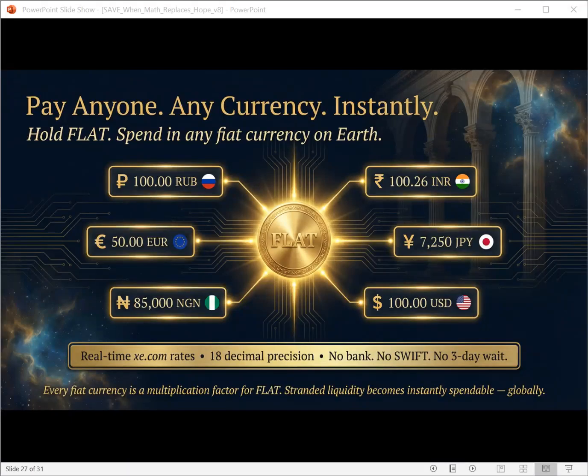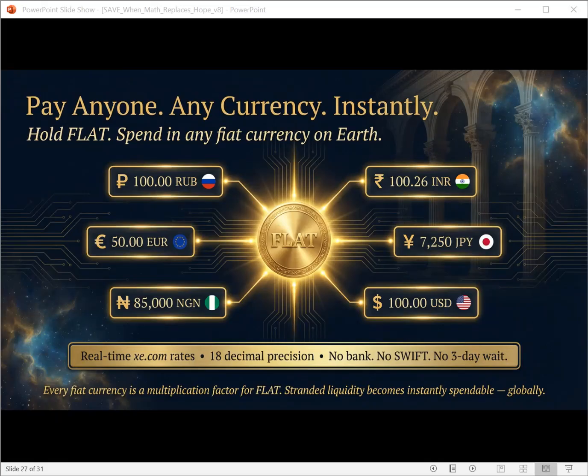They hold flat. The system calculates the real-time exchange rate from xe.com with 18 decimal precision, deducts the equivalent flat, and the recipient receives the rubles. No bank, no SWIFT, no 3-day settlements, no 2% credit card fees, no Western Union markups. Every fiat currency becomes a multiplication factor of flat.